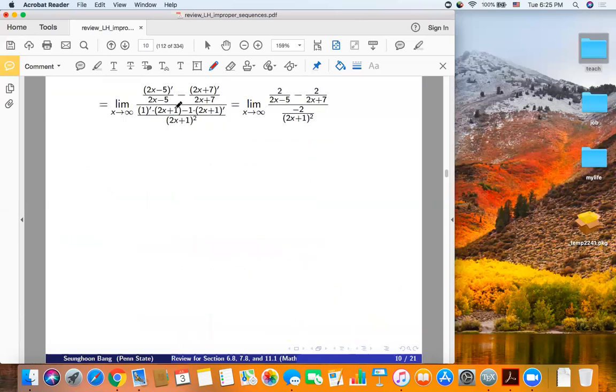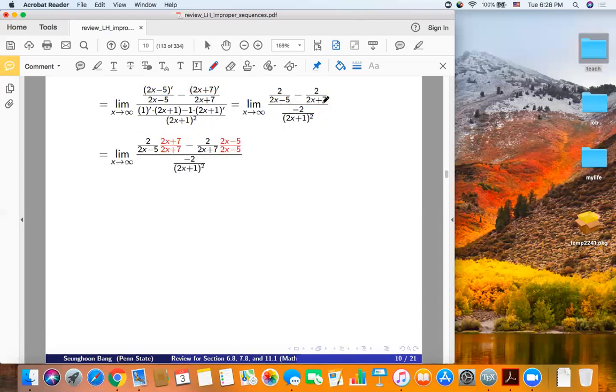And simplify. The derivative of 2x minus 5 is 2. The derivative of 2x plus 7 is 2. So what's the bottom one? The derivative of 1 is 0 times 2x plus 1, minus 1 times the derivative of 2x plus 1, which is just 2, over, let's see, parentheses, 2x plus 1 squared. So this is the same as 0 times 2x plus 1 is 0. The minus 1 times 2 is negative 2 over 2x plus 1 squared. So we have the denominator.